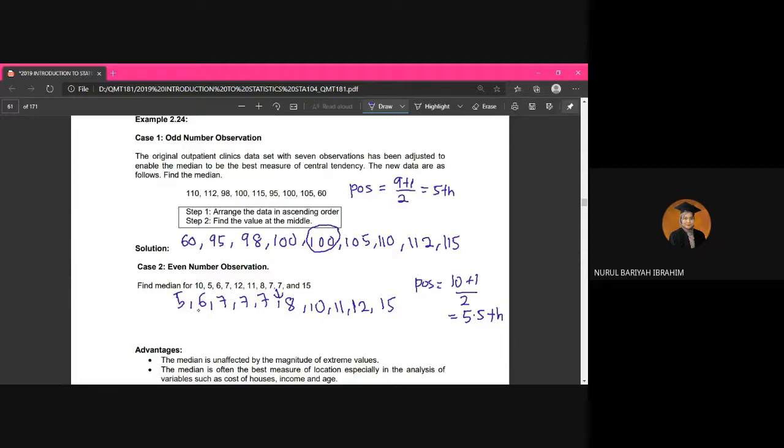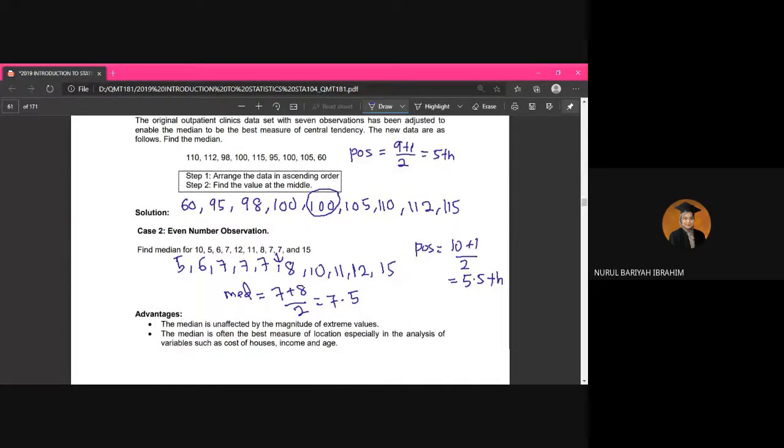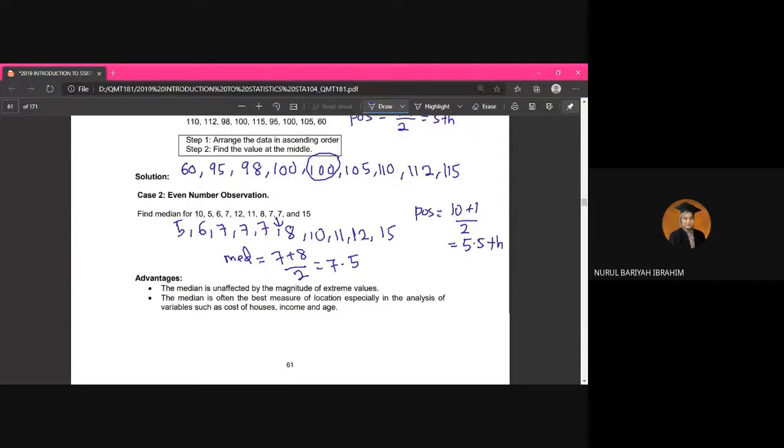Kan? Di sini position ke-5, di sini position ke-6. So because of 5.5, so you tambah dua ni, 7 plus 8 divided by 2. Okay? So the median value will be 7 plus 8 divided by 2. So the median value will be 7.5. Okay, so that is the way how you find the median for ungrouped data.